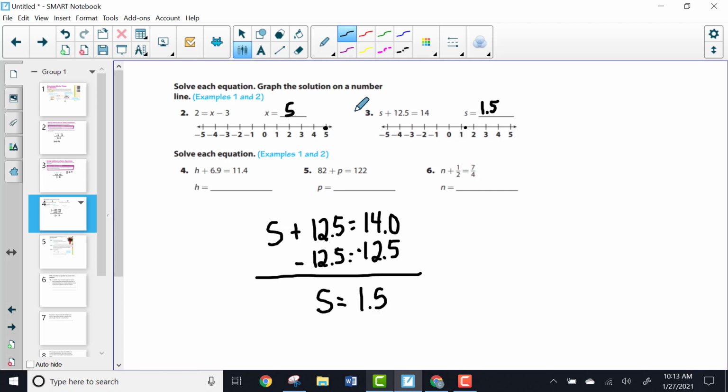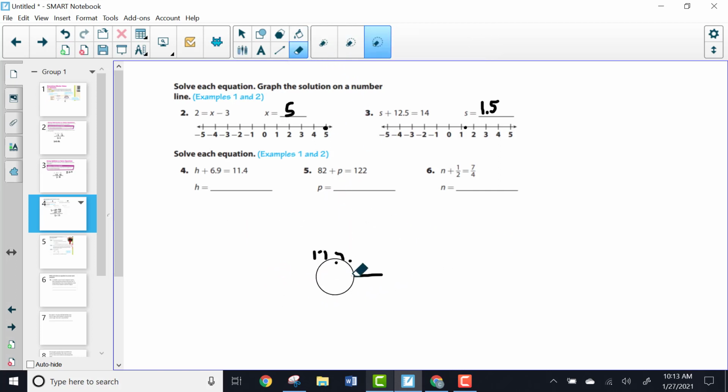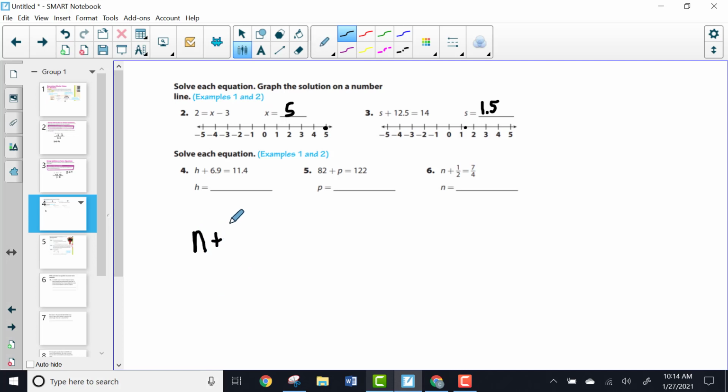Now, one other one I wanted to go over with you on this page is number 6. Just because it's a fraction does not mean we do anything different. It's the same idea. So what we have here is n plus 1/2 equals 7/4. Now what we need to do, we need to find the value of n. In other words, what plus 1/2 is going to give us 7/4. So again, subtraction property of equality. So we're going to subtract 1/2 from both sides.